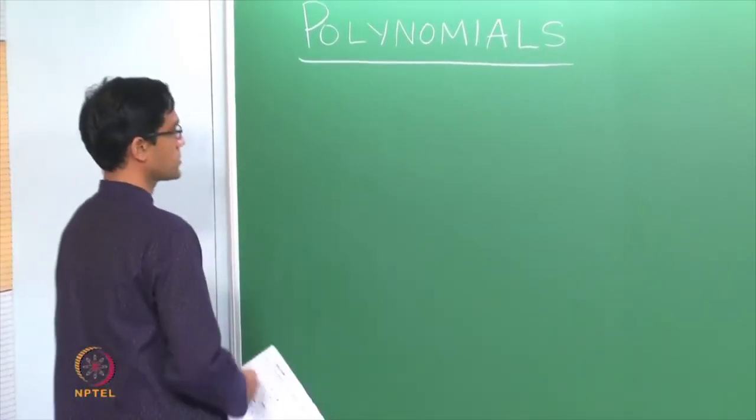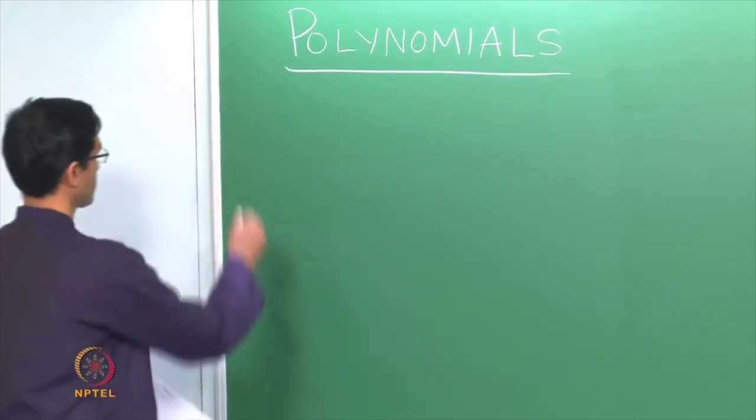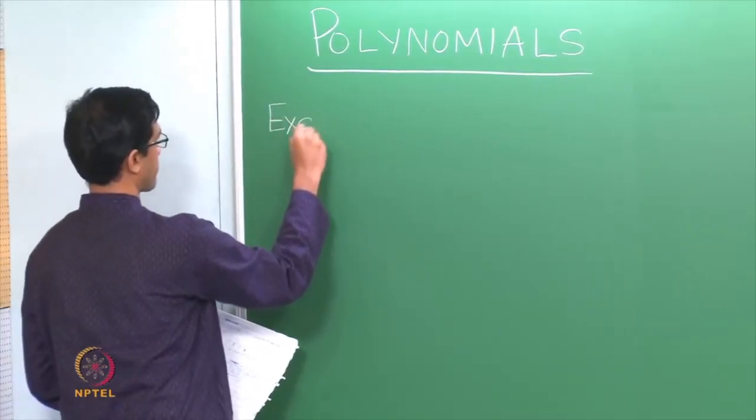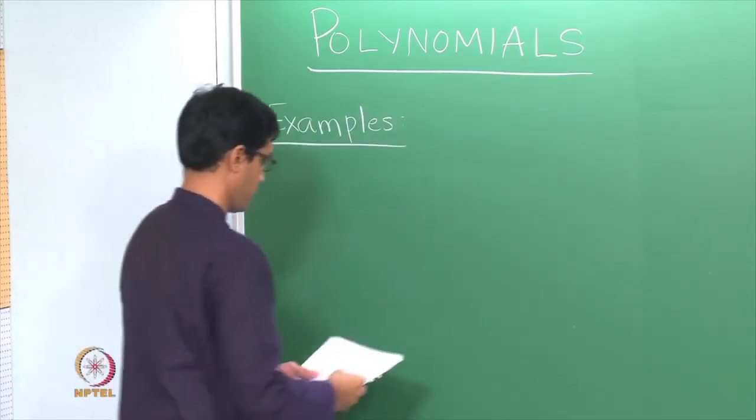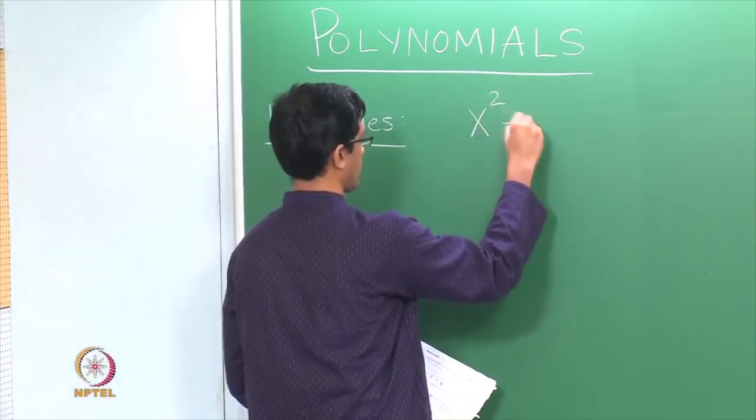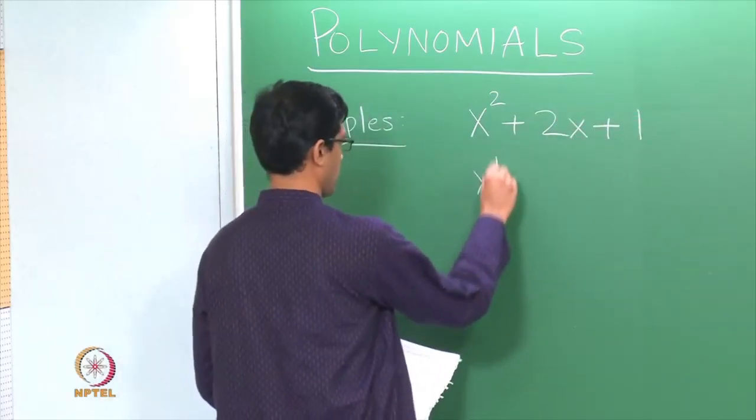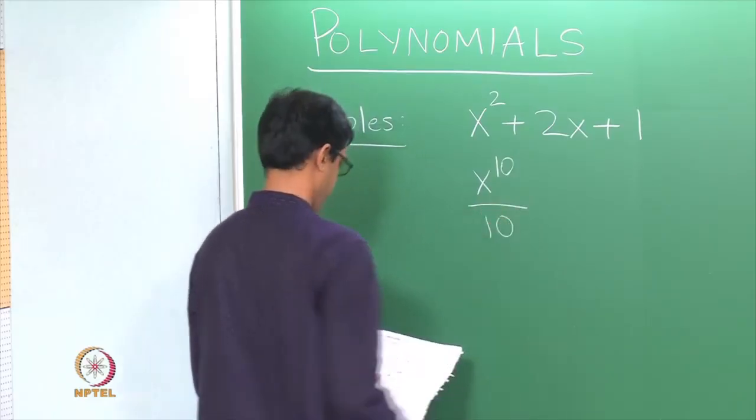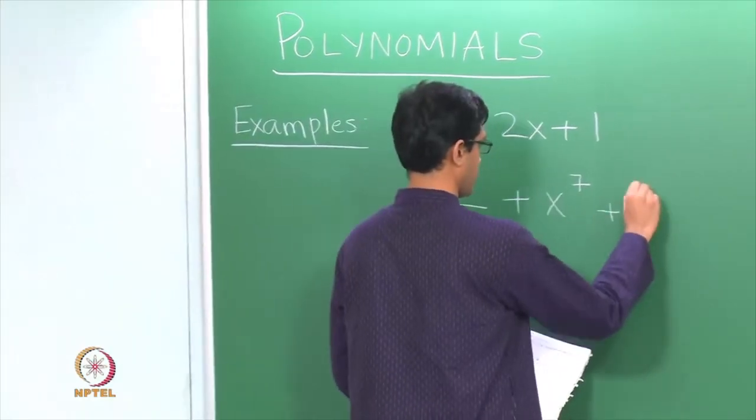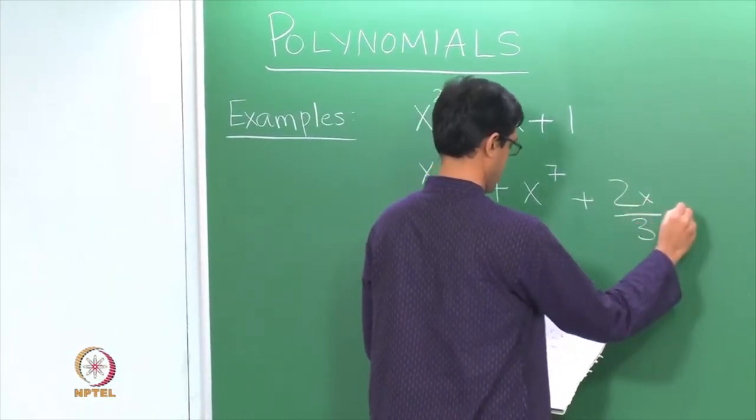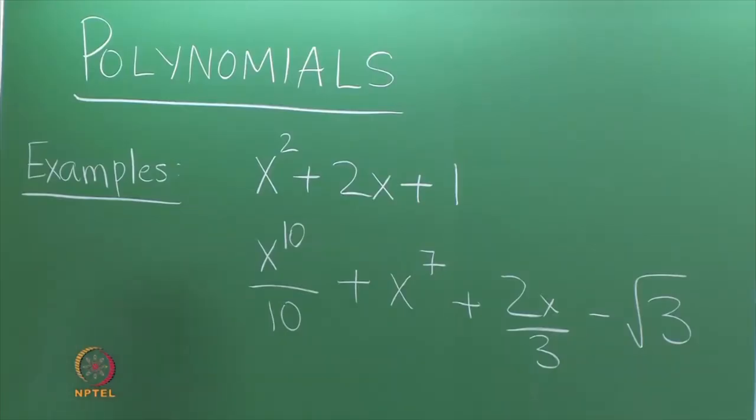So we'll start out by talking about polynomials, which are one of the very basic objects in mathematics. So we have polynomials. Let's start by giving some examples of polynomials. I wrote down two examples of polynomials.